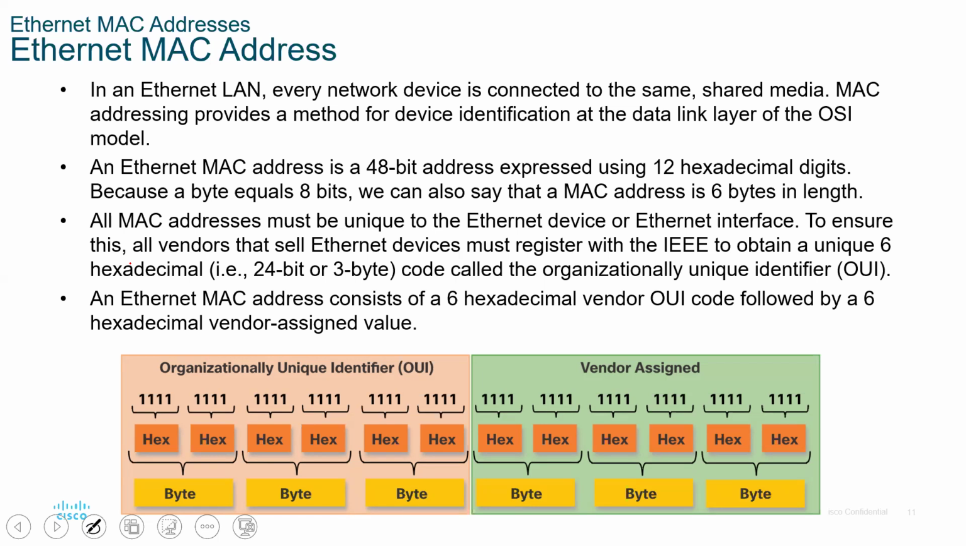So an Ethernet MAC address is a 48-bit binary address expressed in 12 hexadecimal digits because a byte equals 8 bits. And we can also say that a MAC address is 6 bytes in length. So all MAC addresses must be unique to the device, the Ethernet device interface. Why are we saying it must be unique?